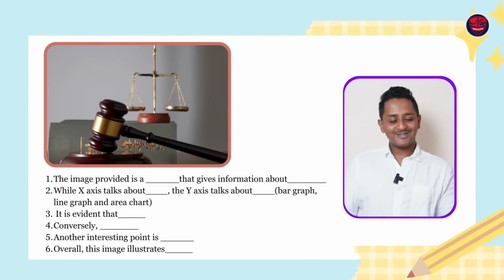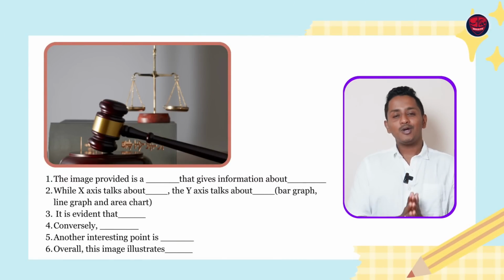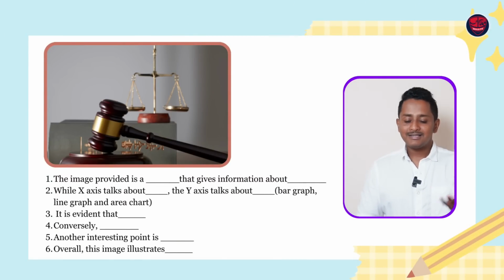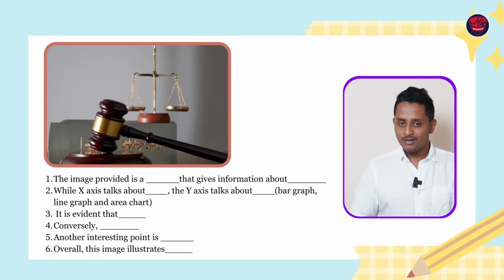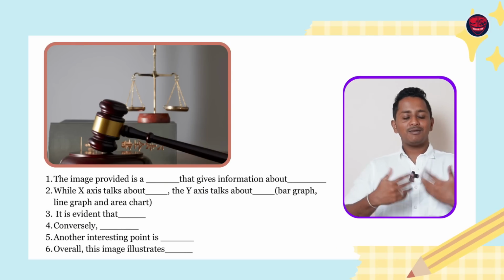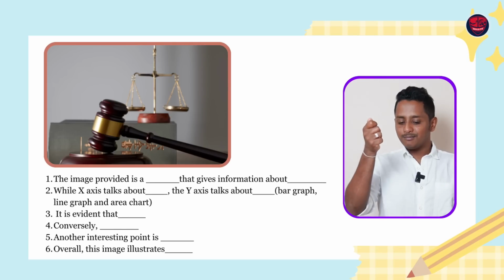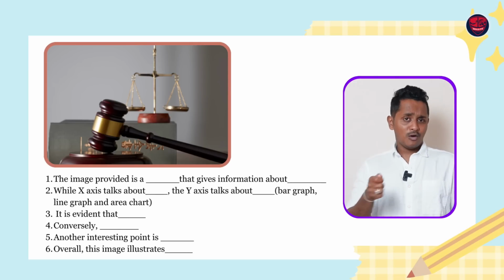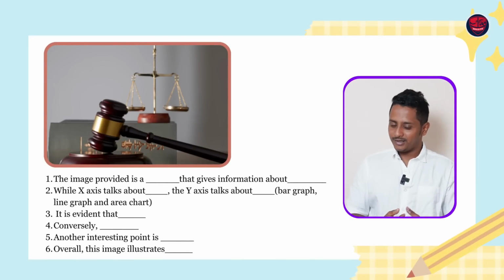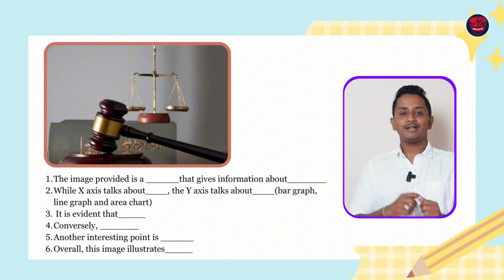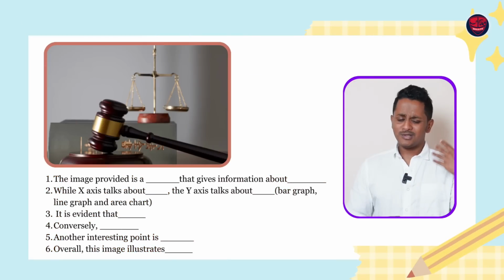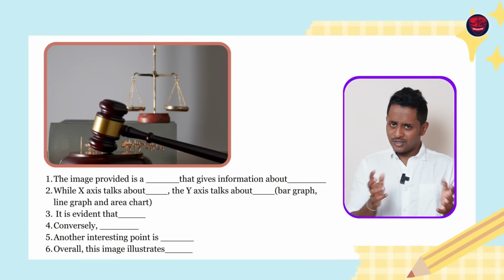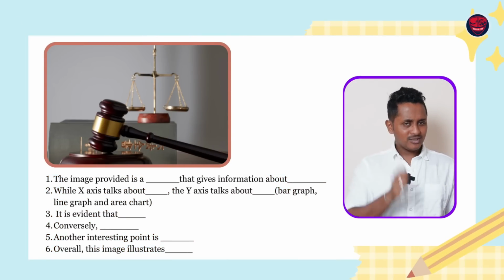The image provided is a picture that gives information about how a session in a court runs through. It is evident that there is this law and order symbol provided along with a stick in brown color. Conversely, this image also talks about a judge who is about to give a judgment, and before giving a judgment, the judge takes that brown color stick and taps on the stage 3 times. Another interesting point is the image also talks about justice that is going to be served in a sessions court, and before that what is going to happen is what is shown in the picture. Overall, this image illustrates a law and order perfect picture where a judge takes the stick and hits 3 times before giving the judgment.